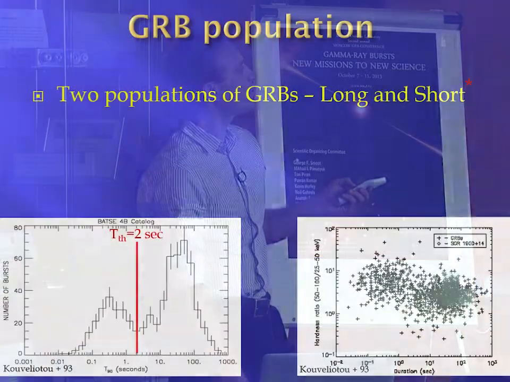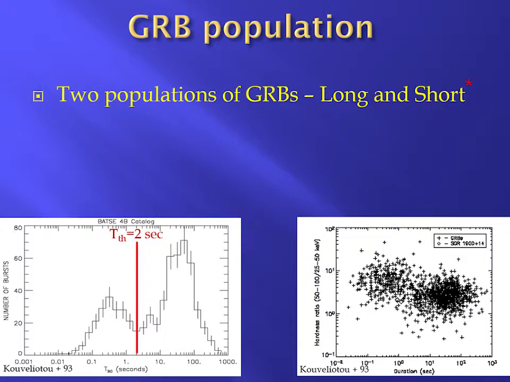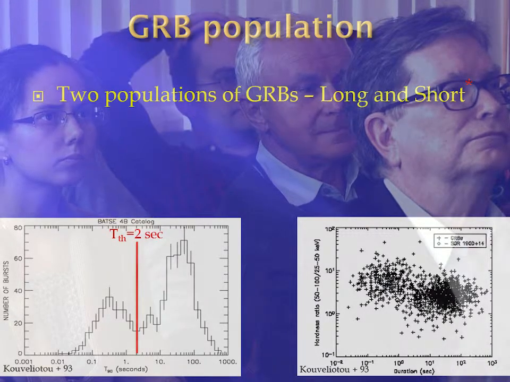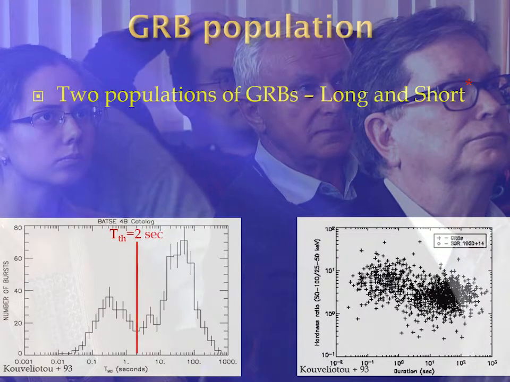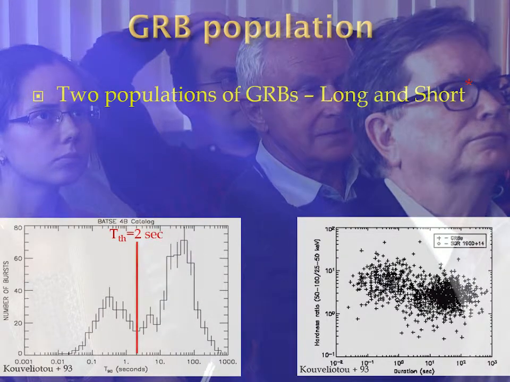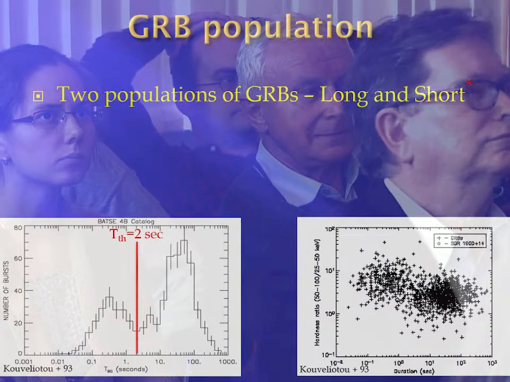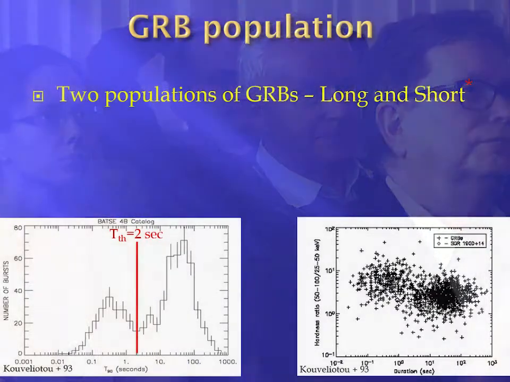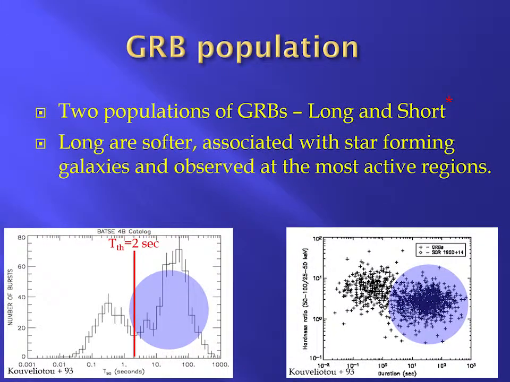We also know that the short gamma ray bursts on average are harder than the long gamma ray bursts. Here you see the hardness diagram from BATSE gamma ray bursts, where this is the hardness ratio and this is the duration, and you can see that the long duration bursts are on average softer than the short duration ones.